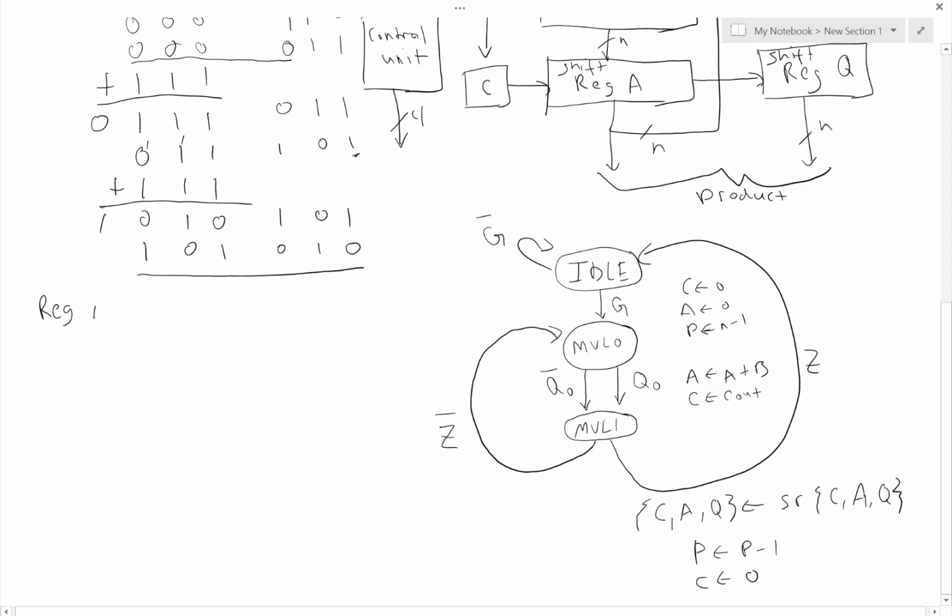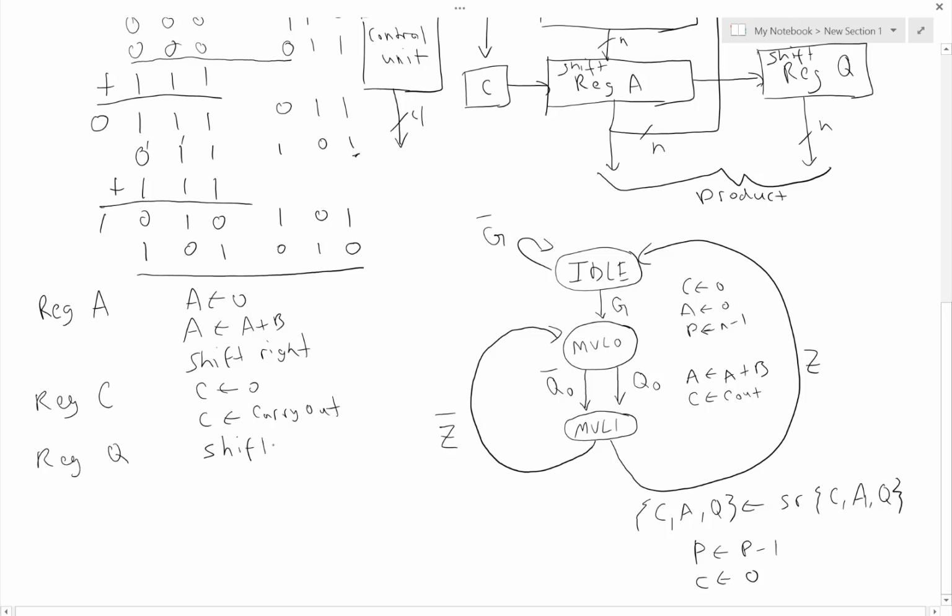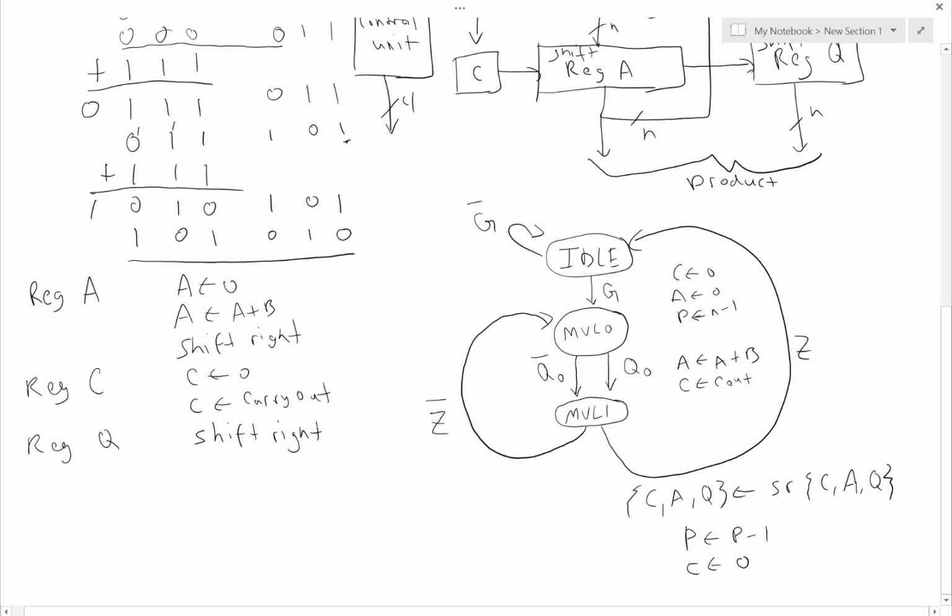So for my register A, if I look at the micro operations that I'm doing for it, I'm clearing it, I'm loading the value with the result of the add, and I also am shifting it. For register C, I'm either clearing it or loading it with the value which is from the carry out of the adder. For register Q, the only thing that it's doing actually is shifting right. Well, in addition to loading the initial value of the multiplier at the very beginning, which also happens for register A. For register P, the counter, I'm either initializing it with n-1 or just letting it count down.